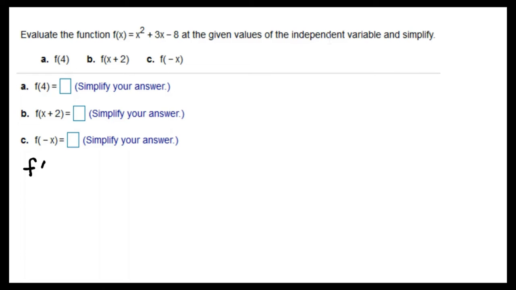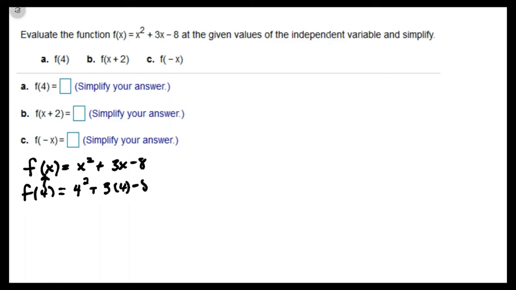So our function is f of x equals x squared plus 3x minus 8. If I want to find f of 4, see 4 is going in place of x. Everywhere I see an x, I change it to a 4. So that's 4 squared plus 3 times 4 minus 8. And I want to simplify following order of operations.